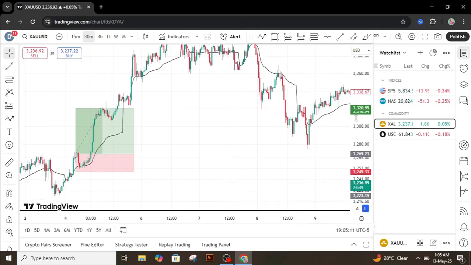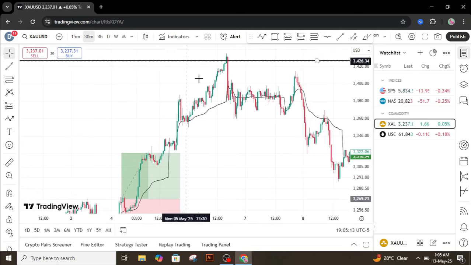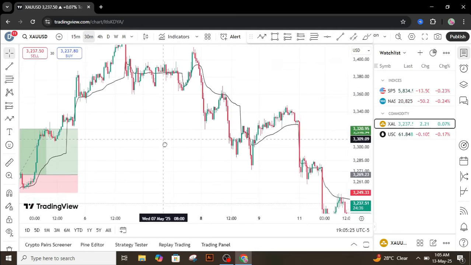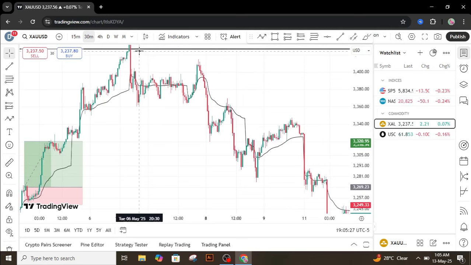Okay, however, you want to make sure that as you are doing this, you also pay attention to support and resistance, major support and resistance from higher time frame, so that you don't buy into a resistance or sell into a support. I believe you understand what I'm saying. Okay, so in this case now, this is actually a very strong resistance on higher time frame, and as you can see.